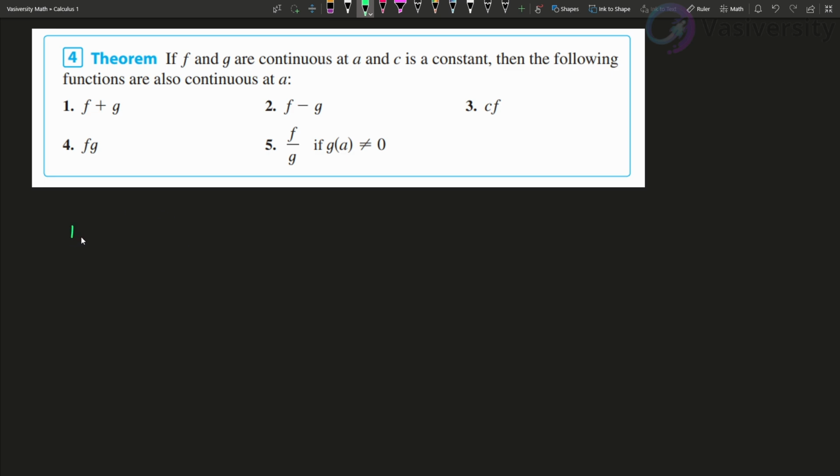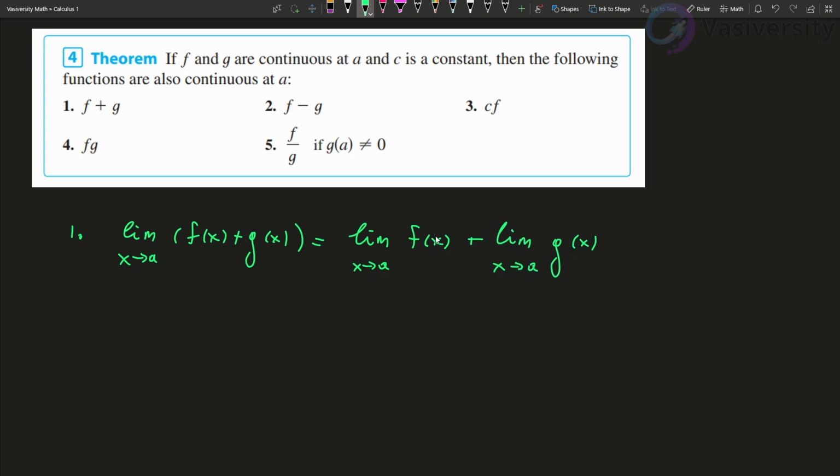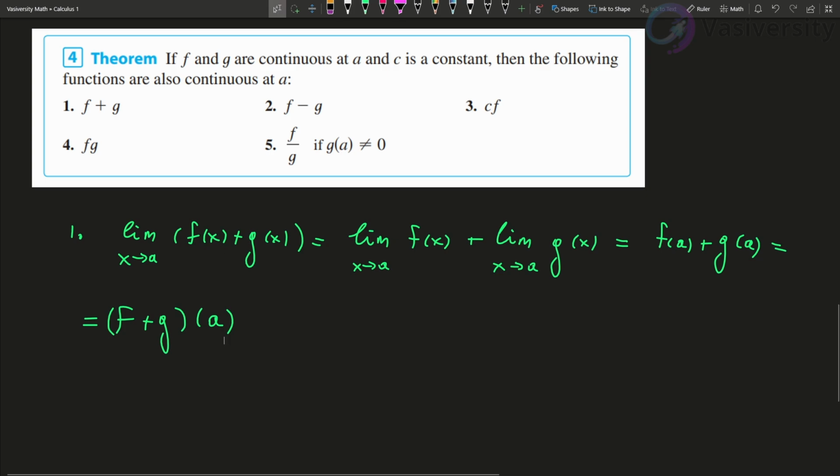So for example, we're going to prove only one of them. Let's say f plus g. The limit as x approaches a of f of x plus g of x is the same thing as the limit of f of x plus the limit of g of x. And since both limits exist, because both of them are continuous, it's going to be f of a plus g of a, which is the same thing as f plus g evaluated at a. So that is continuous. We can do the same thing for the other ones by using the limit laws.